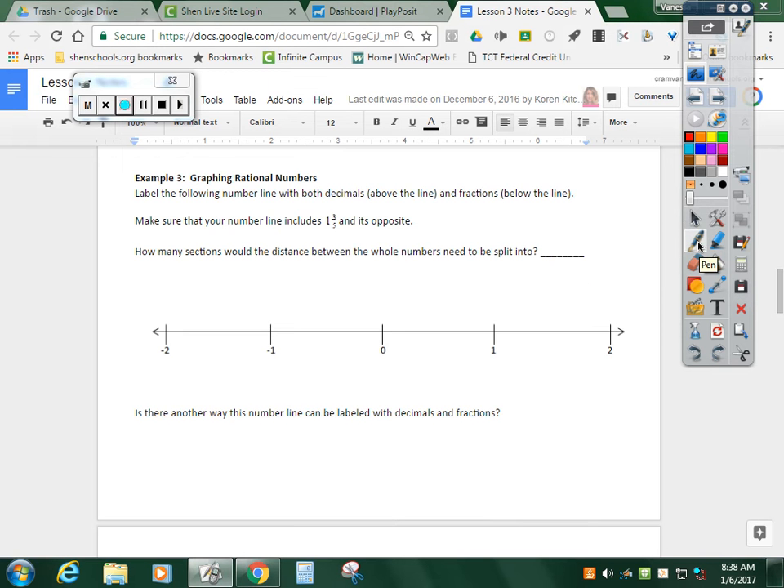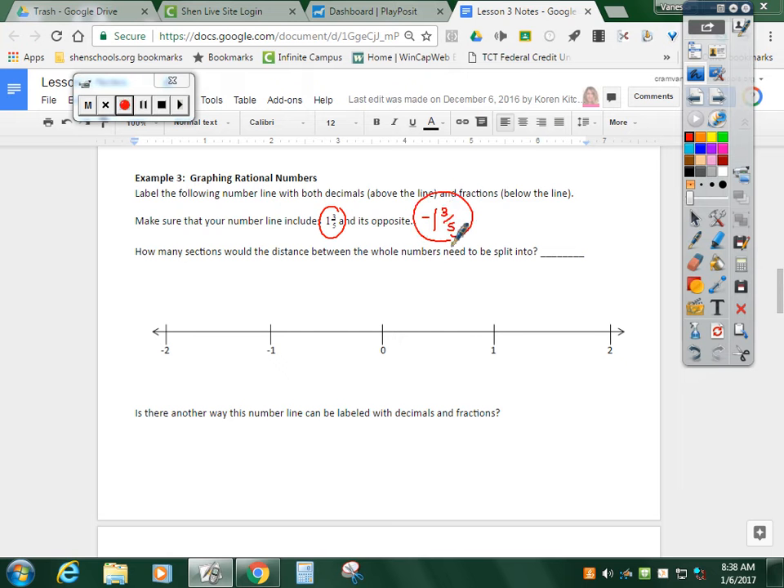Okay, example 3, graphing rational numbers, okay? Label the following number line with both decimals and fractions, okay? Make sure that your number line includes 1 3/5 and its opposite. How many sections would the distance between the whole numbers need to be split into? Well, I'm going to start here. 1 3/5. Its opposite, negative 1 3/5.